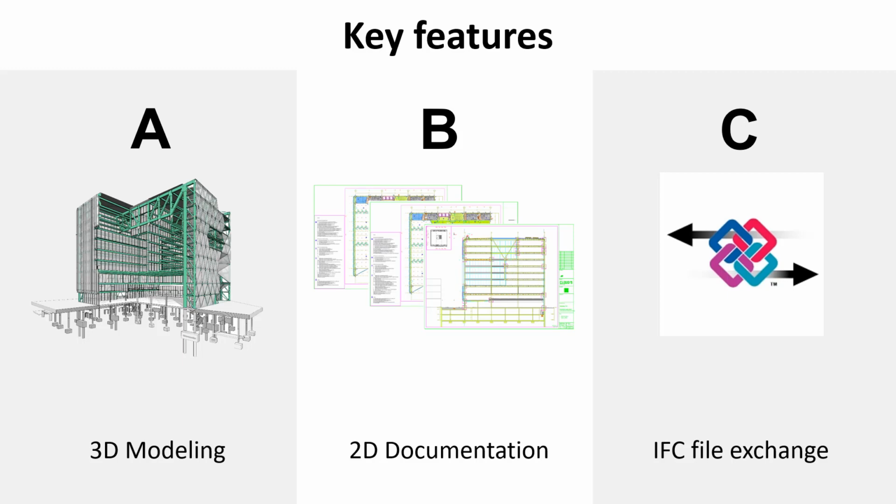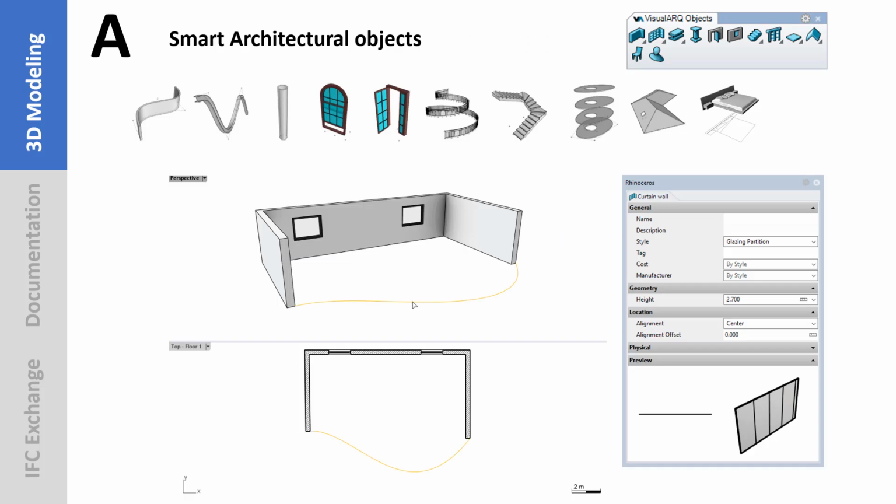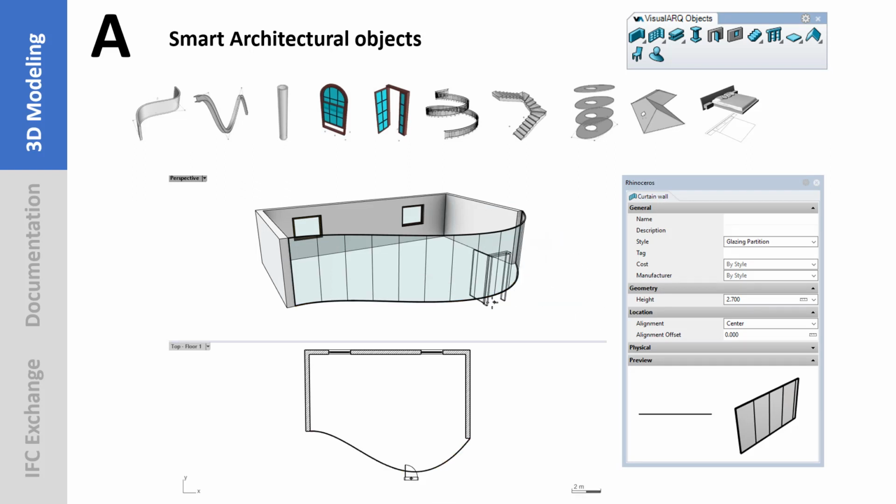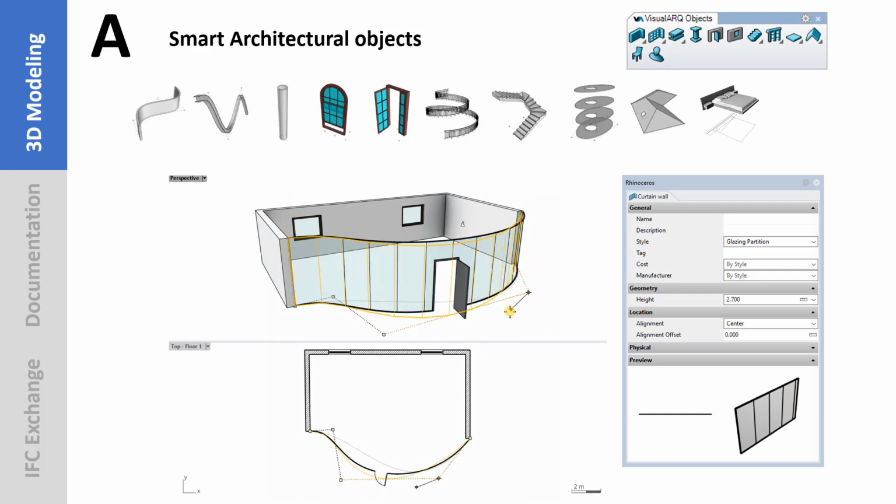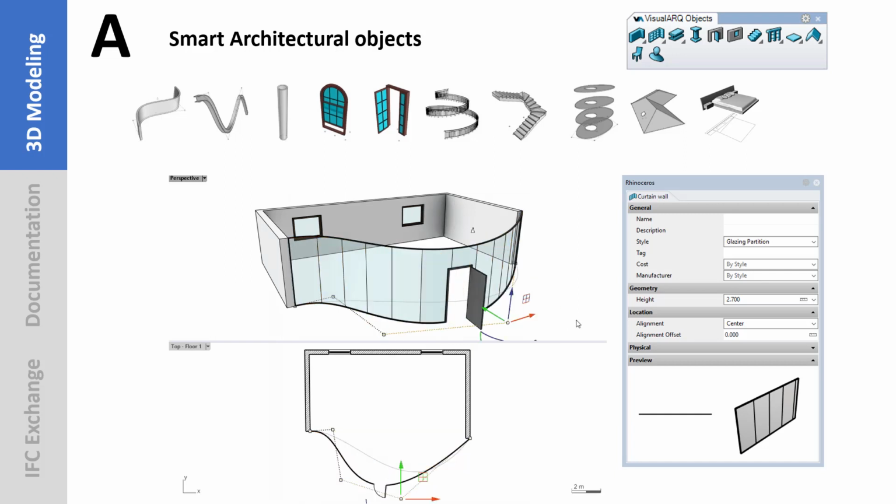IFC file exchange. Starting with 3D modeling features, VisualARQ provides a set of architectural objects that are parametric, associative, and have a simultaneous 2D and 3D representation. You can edit them easily through parameters and control points, and they are managed through types and styles that define their dimensions and attributes.